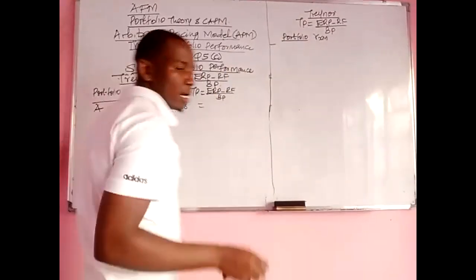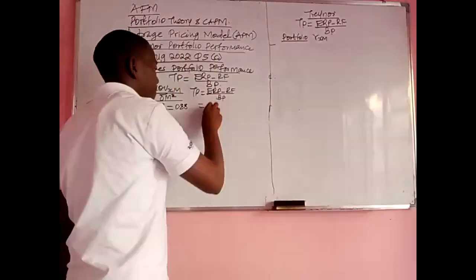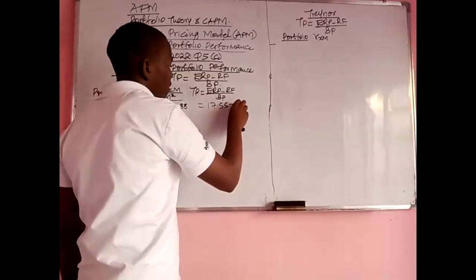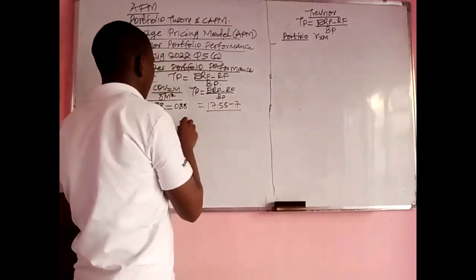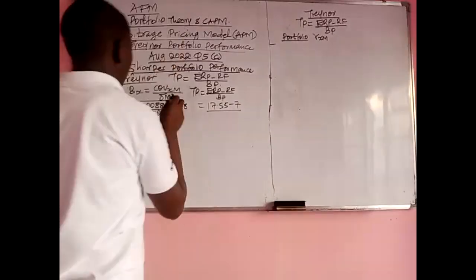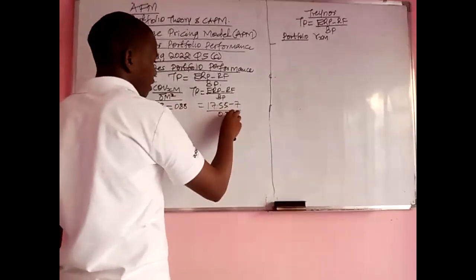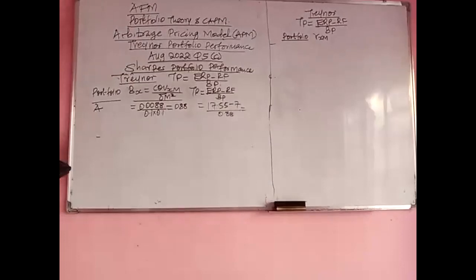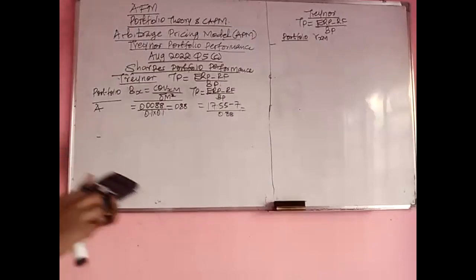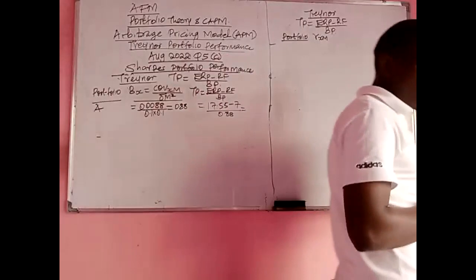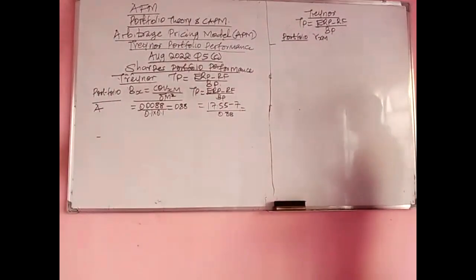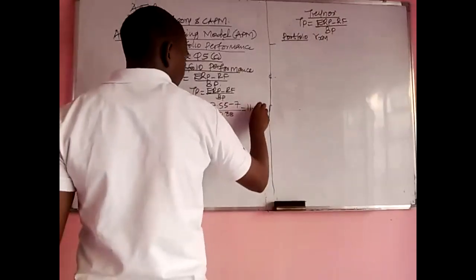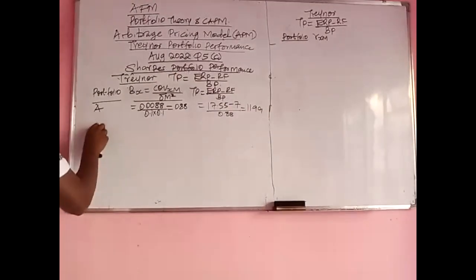After getting 0.88, we know the expected return of the portfolio is 17.55, minus the risk-free rate, which was 7. Then you divide by the beta of the portfolio, which we've gotten as 0.88. This will give you 17.55 minus the risk-free rate of 7, divided by 0.88, which is 11.99.